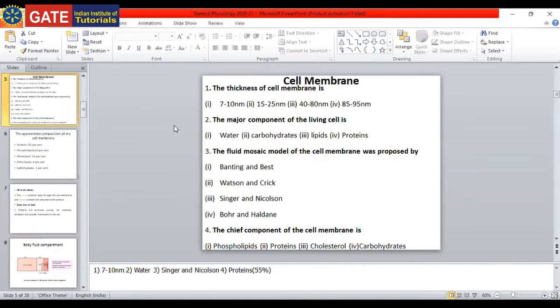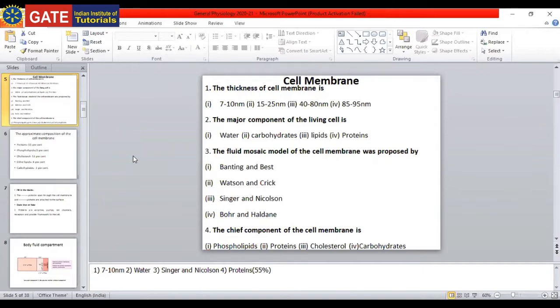Am I audible? I don't get any response from you all. Okay, does anybody have an idea what is the thickness of the cell membrane? Is it 7 to 10 or 10 to 15 nanometer? Okay. And the major component of the cell is water.